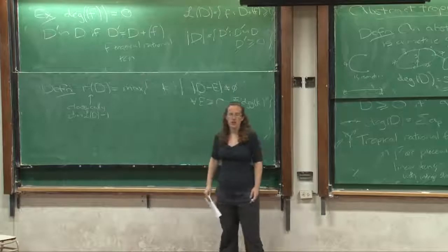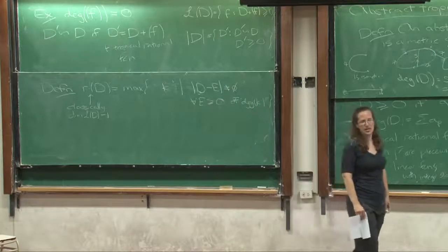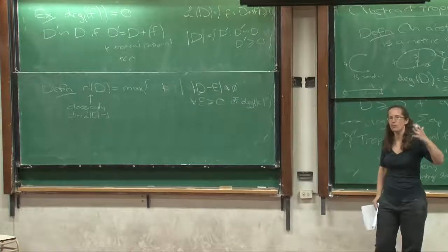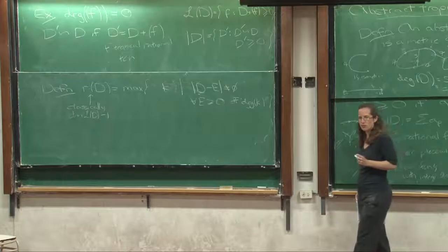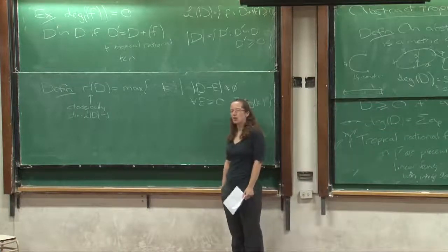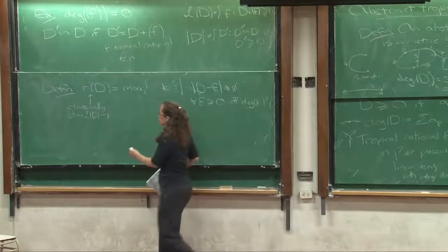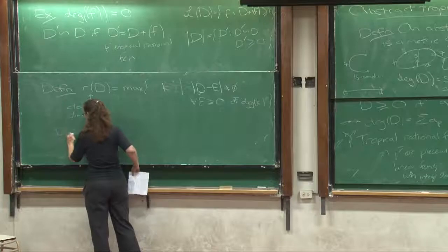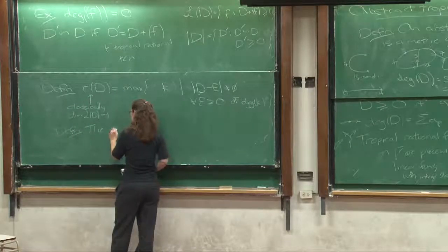Okay, so the question now is, we saw on the first day that one of the big theorems about linear series of curves is the Riemann-Roch theorem. Okay, how can I do this problem? This requires a few more ingredients, though. First is I have to tell you what the genus of the curve is.